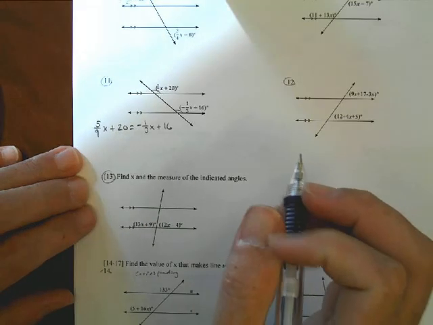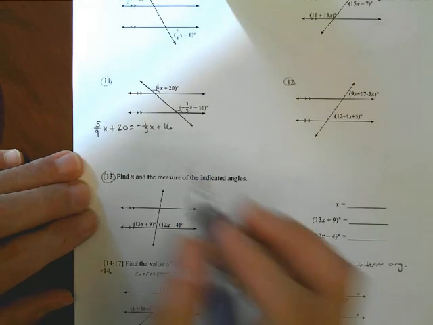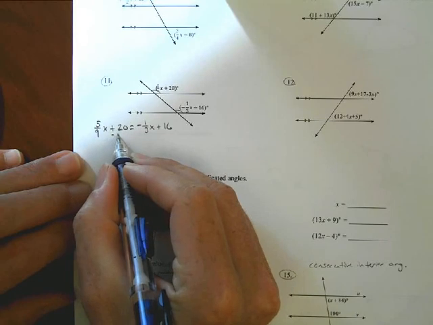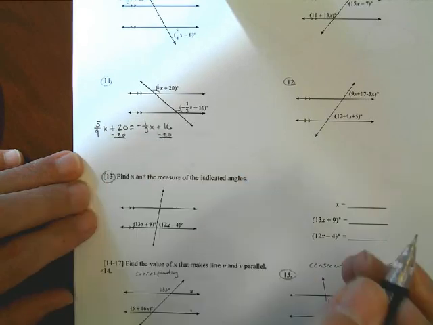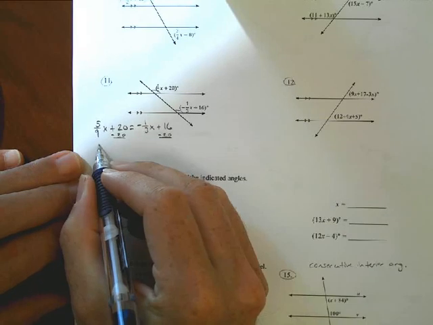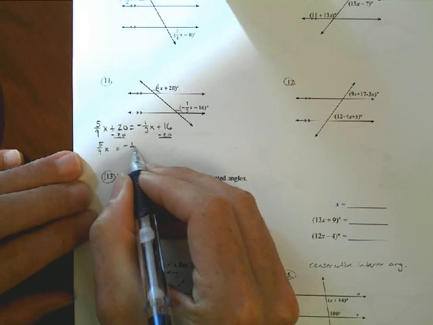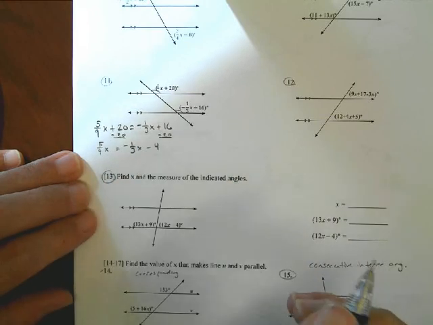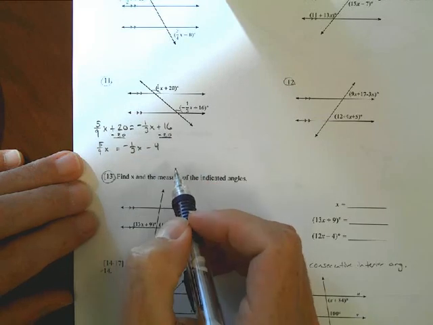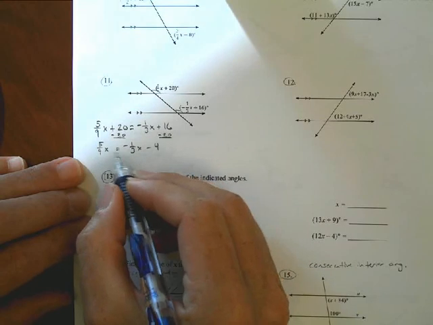Okay, so to do that, I'm going to combine my like terms like I normally would. I'll start off by subtracting 20 from this side and subtracting 20 from this side. That gives me 5/9 x equals negative 1/3 x minus 4. So that's where I am so far, because 16 minus 20 is a negative 4. No problem there. Then I want to go ahead and move this over.